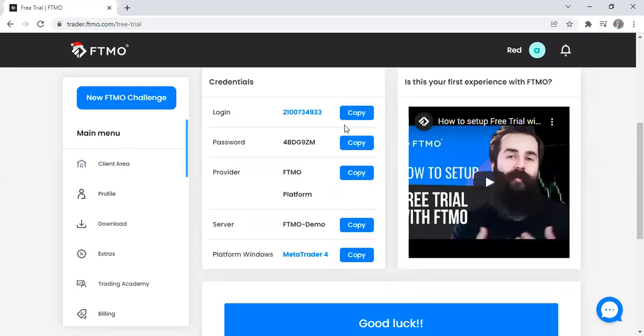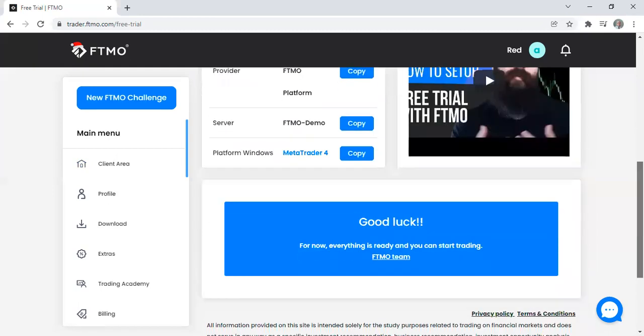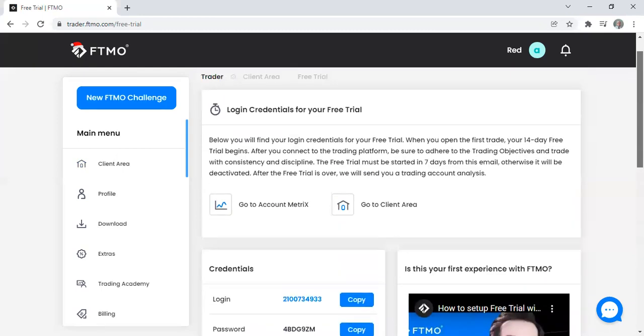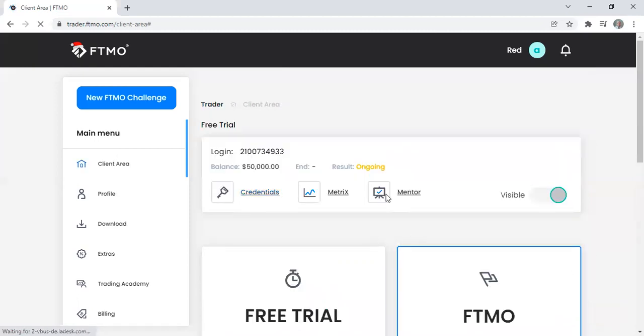Right, there are the login details. So you'll just use these login details to log on to your trading account, and get to the client area, or rather go to account metrics.